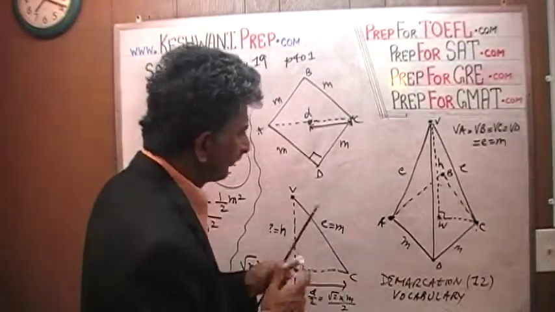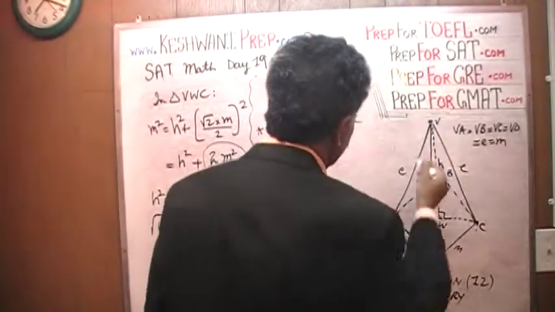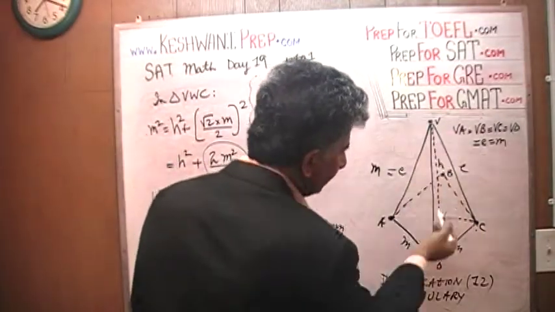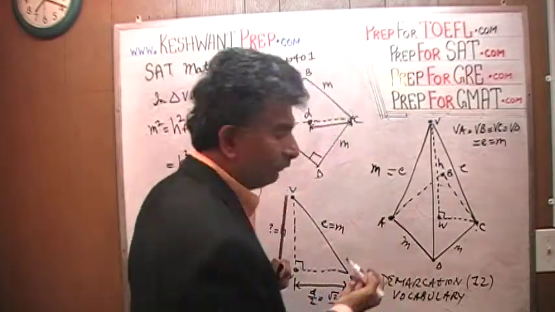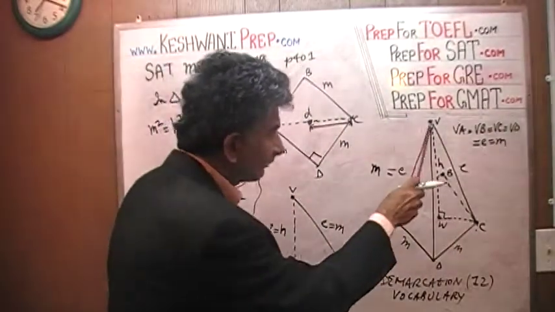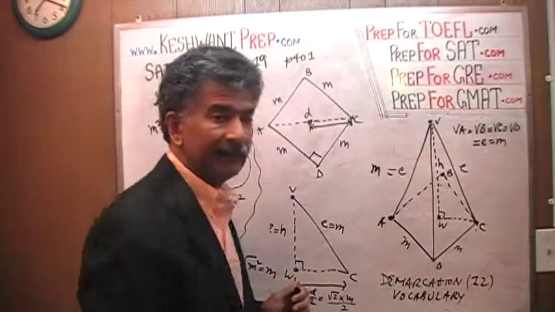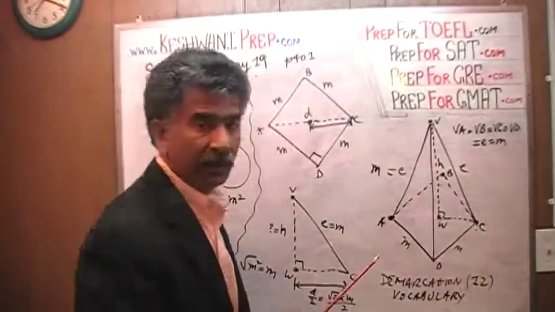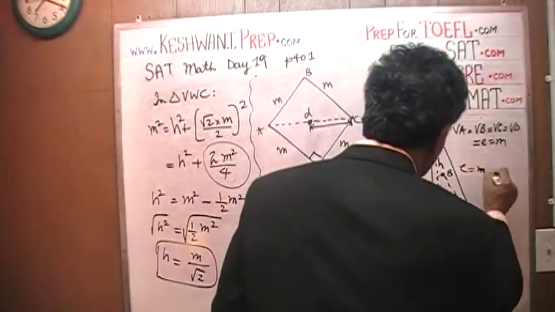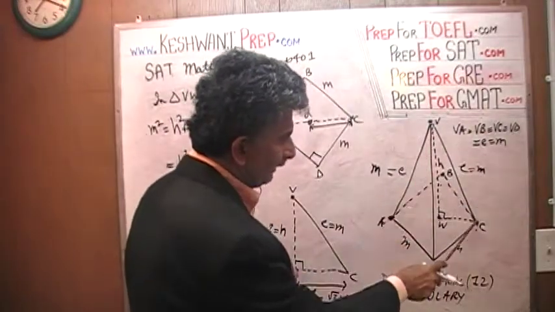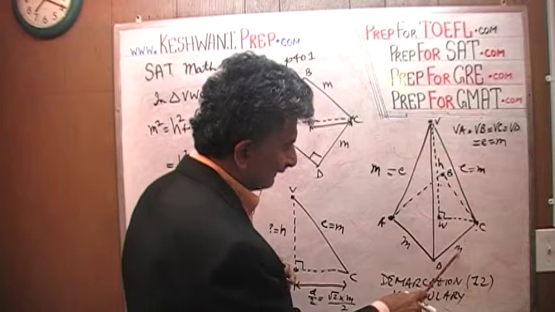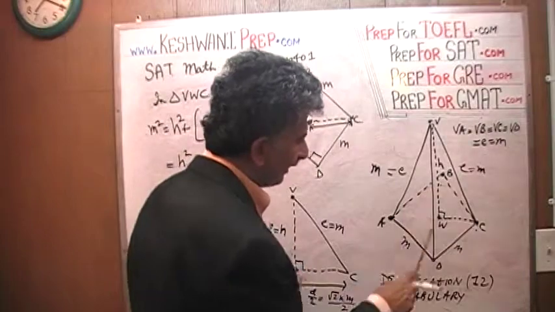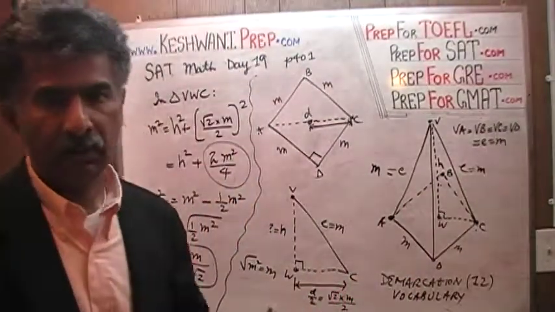Watch here. This side, B to A is your M. B to A is also M. And A to D is also M. It does not look like it, but this triangle BAD is in fact an equilateral triangle. So is this one. BDC is an equilateral triangle because this is equal to M. Okay, watch here. B to C is M, C to D is M, and B to D is M. Therefore, BCD, this triangle here, it does not look like it, but it's an equilateral triangle.